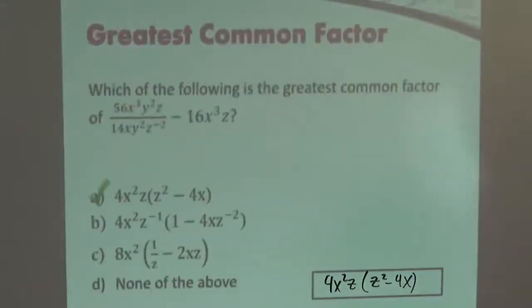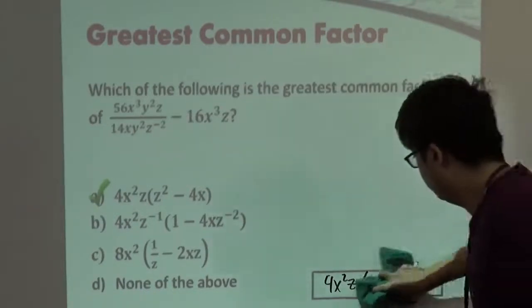Let's check. There we go. 4x squared z times z squared minus 4x.